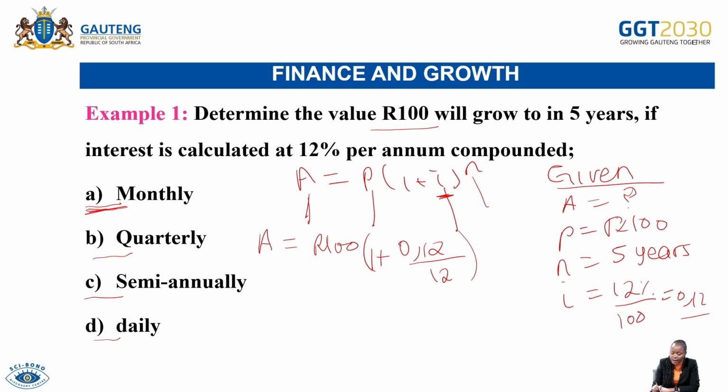Okay, and then for your N, it is going to be 5 times 12. So you also multiply your N by 12 so that you get the number of months. So you are going to have your 100 rands, 1 plus 0.12 divided by 12. Then your 5 times 12 is going to give you 60. So just substitute all of that in a calculator for me.